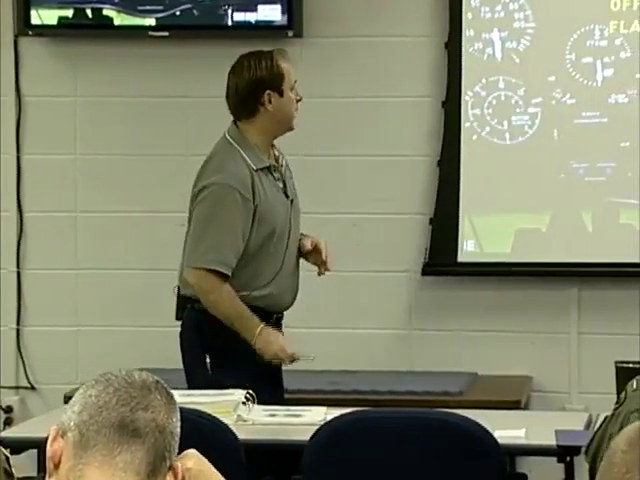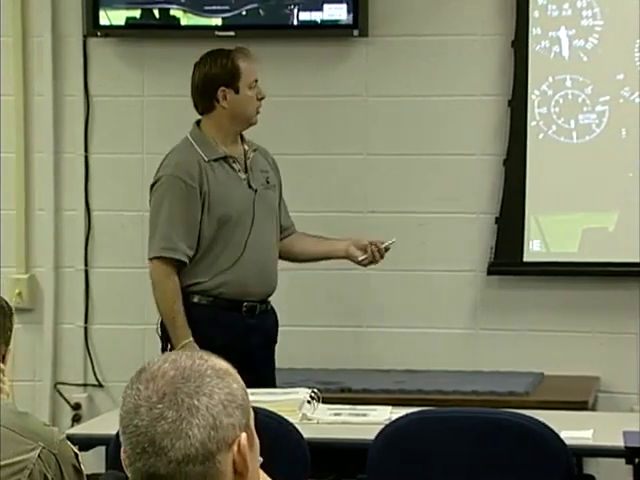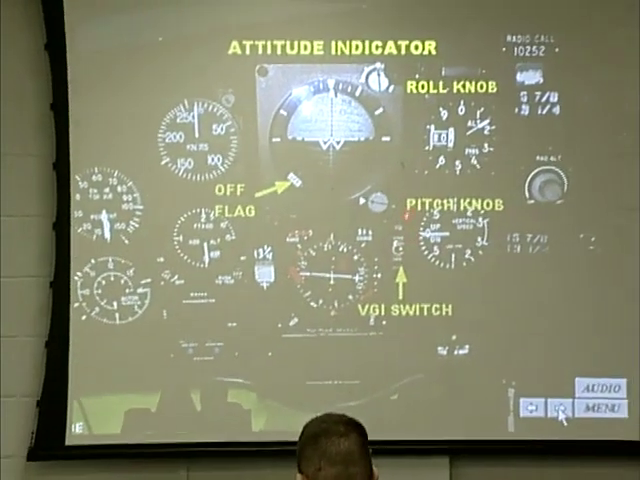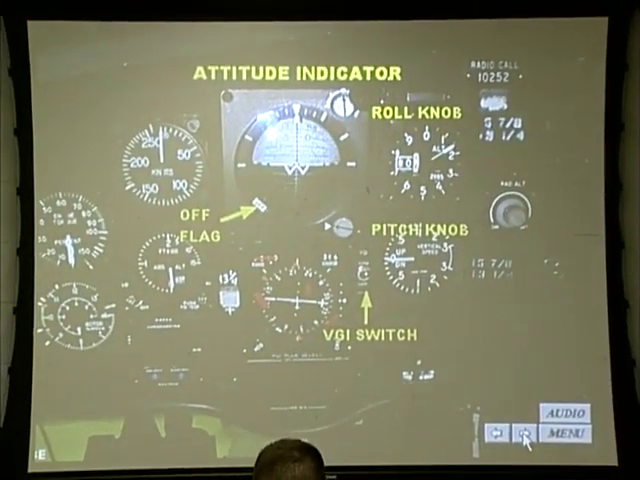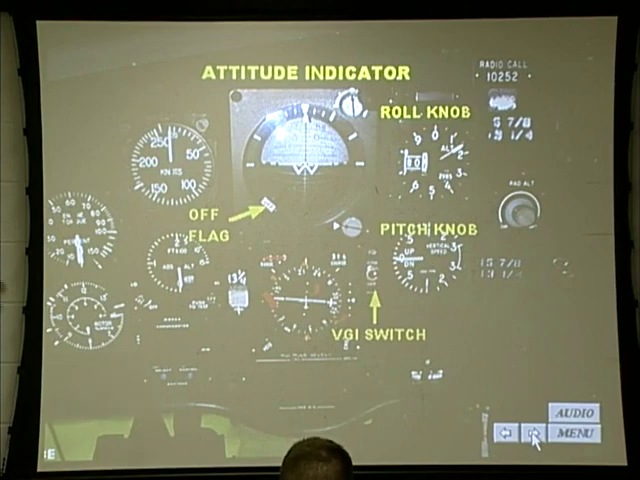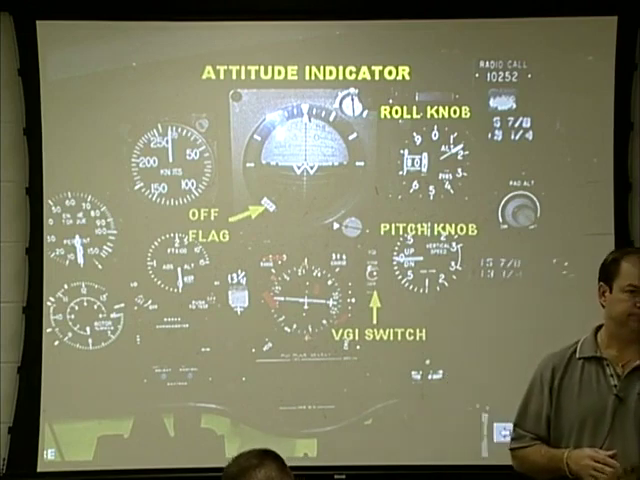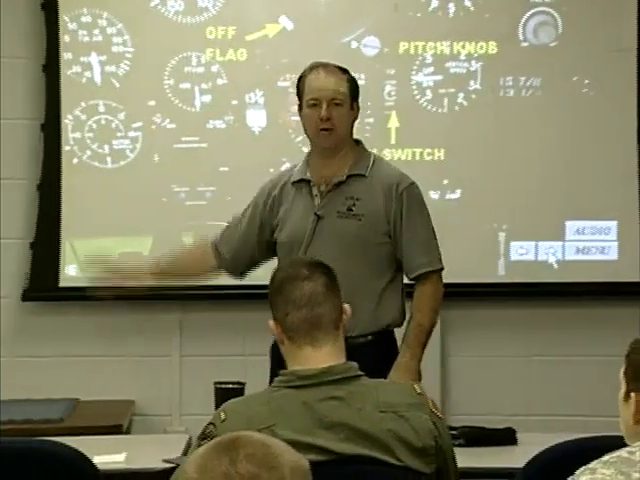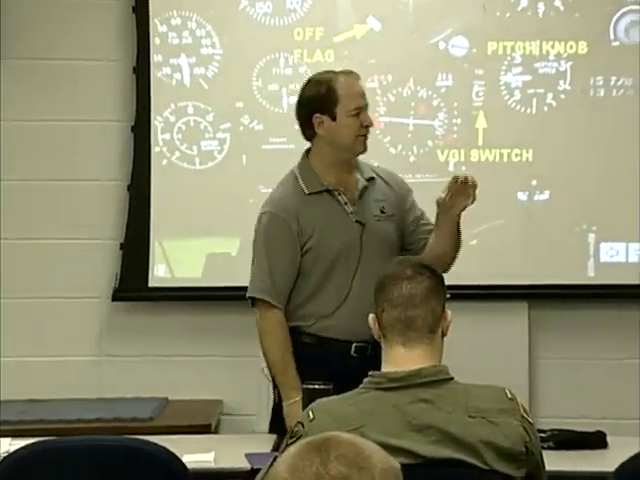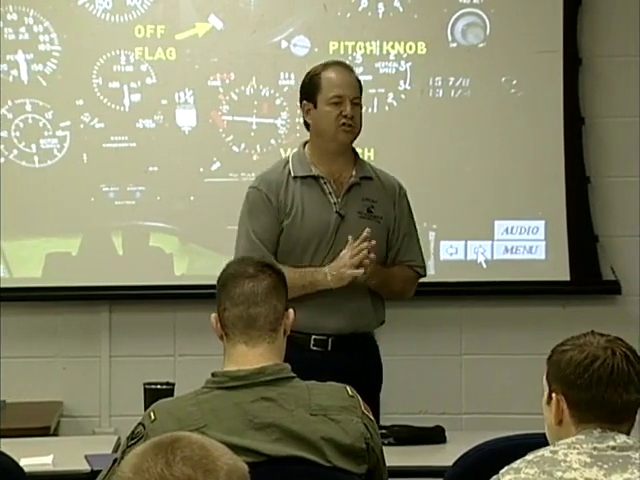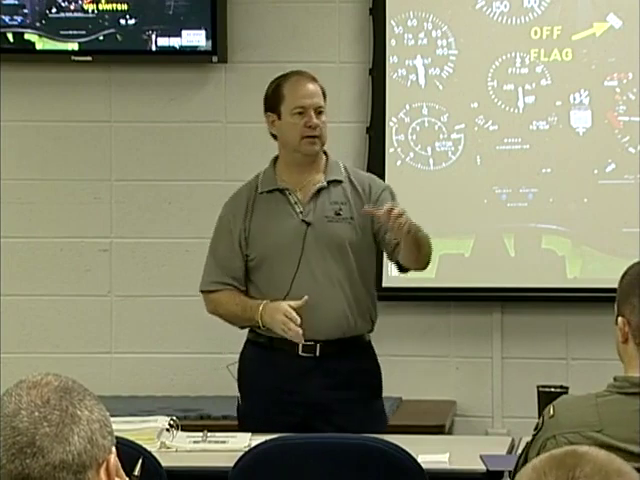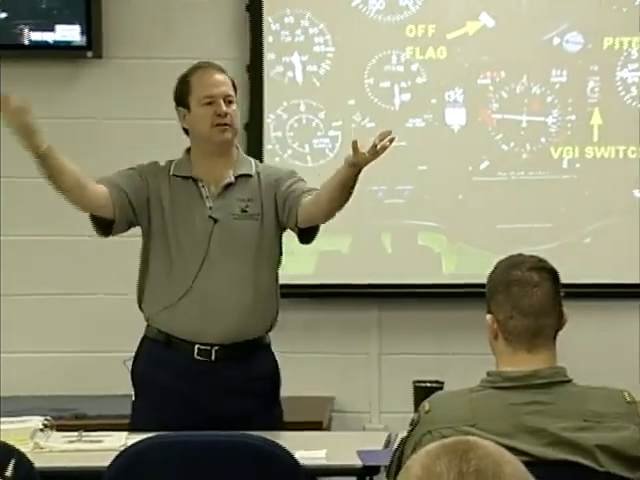Now, on the pilot and co-pilot's instrument panel, you have what's called a VGI switch. There's a misconception about that switch. What that switch does is it takes that indicator and slaves it to the opposite gyro. I'll say that again. It takes that indicator and slaves it to the opposite gyro. What is the misconception? That it takes the indicator and slaves it to the opposite indicator. And that is a misconception.